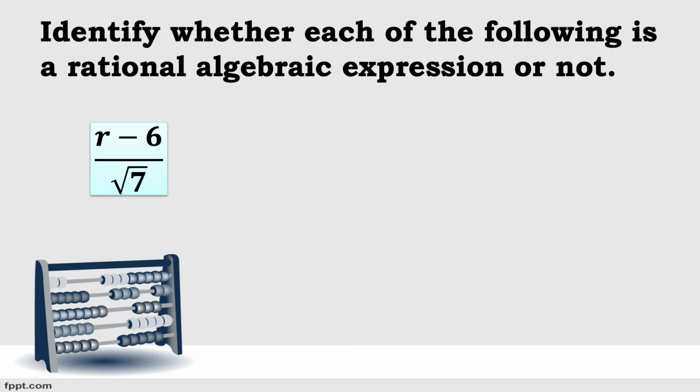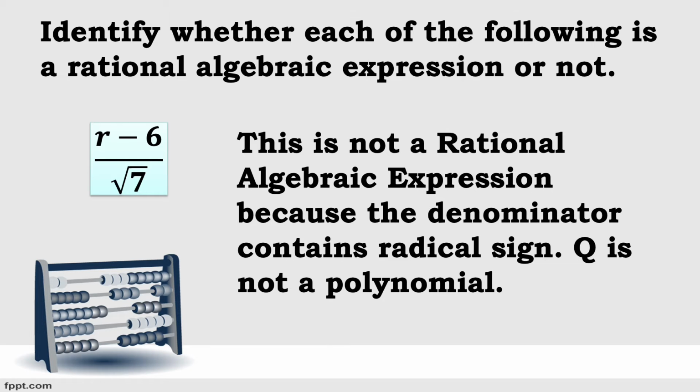Next. R minus 6 over the square root of 7. This is not a rational algebraic expression because the denominator contains radical sign. Q is not a polynomial. So, nagkaroon tayo ng radical sign sa denominator natin. Ibig sabihin, ang denominator natin ay hindi polynomial.